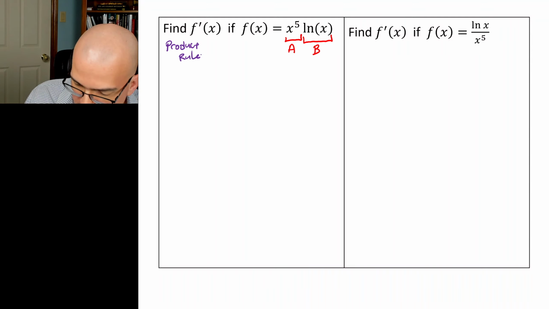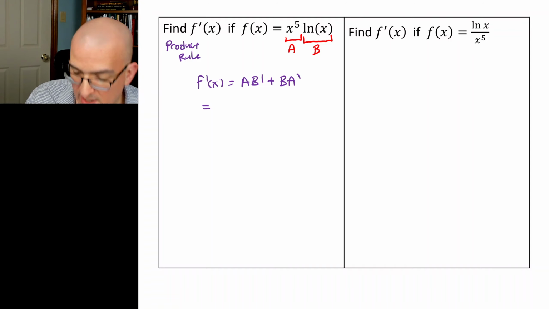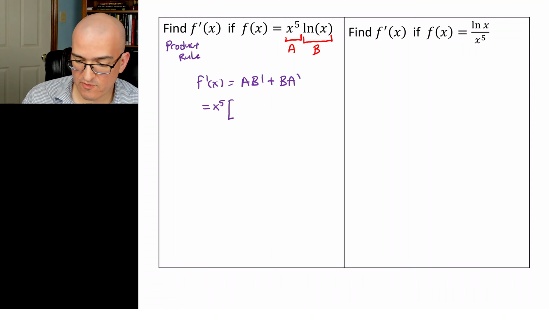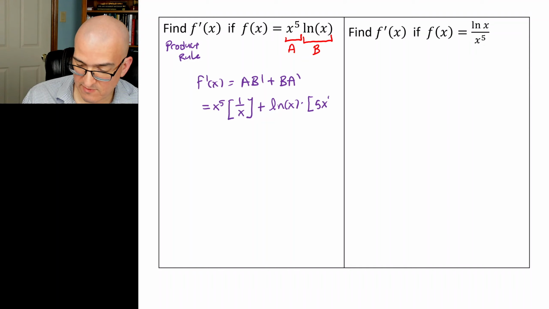When we take the derivative, f prime of x will have a times b prime plus b times a prime. A is x to the power 5. B is ln of x, so b prime, our derivative formula for the derivative of ln of x, is 1 over x. Plus b is ln of x multiplied by the derivative of a, derivative of x to the power 5, which is 5x to the power 4.